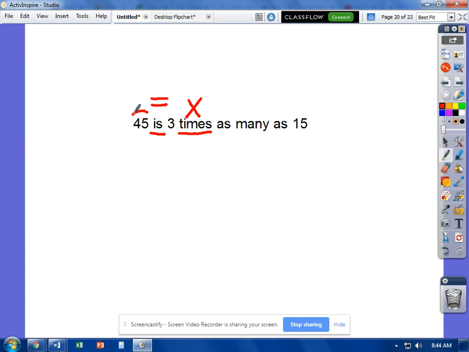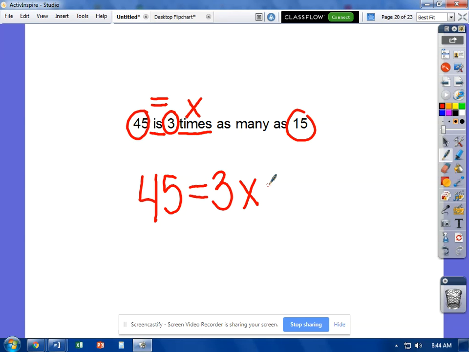So I take my numbers and I put them in order. 45 is first. Then I see my equal sign, my 3, a multiplication sign, and my 15. So when we say 45 is 3 times as many as 15, we're really saying 45 equals 3 times 15. Now it's really important that we put it in this order. It goes 45, equal sign, 3, multiplication symbol, 15. We cannot go 3 times 15 equals 45, because that does not match our sentence. So it has to go in this order.